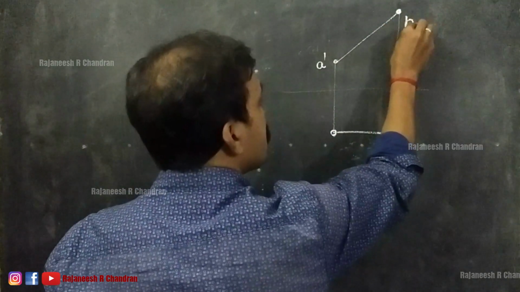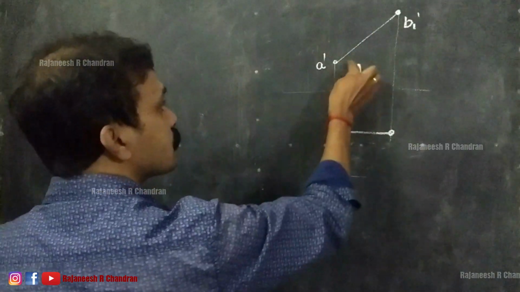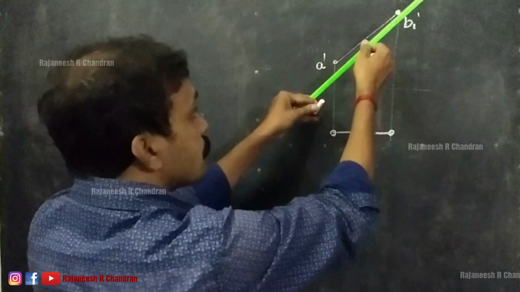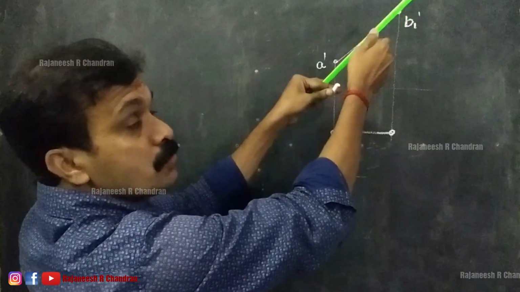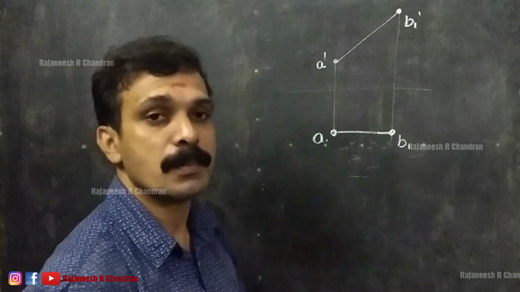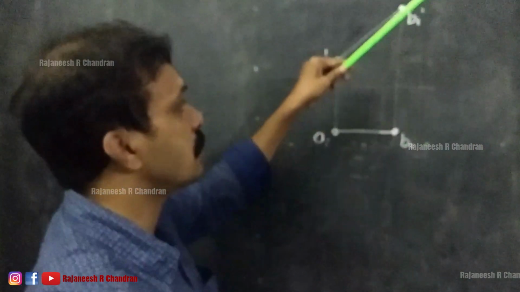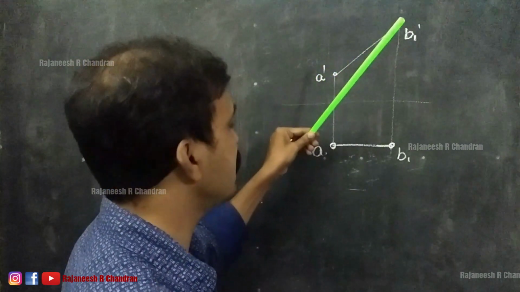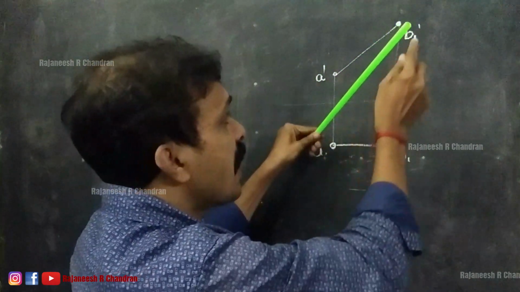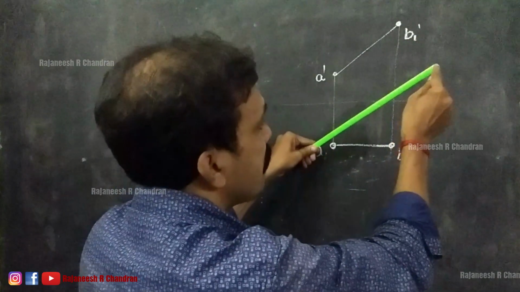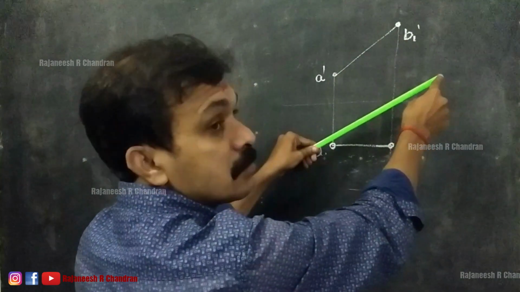We can name this B1 dash, which I will explain later. Since this is A dash B dash, it is showing the true length because this is the position when the line is parallel to VP. Its opposite projection is A B. So this is the position of the line when it becomes parallel to VP. See, this is the position of the line. We have fixed the line here and rotated this line, keeping this height constant, and made it parallel with VP, right?